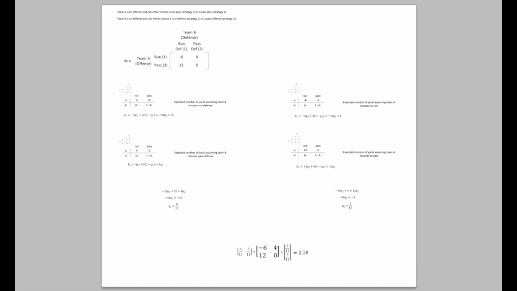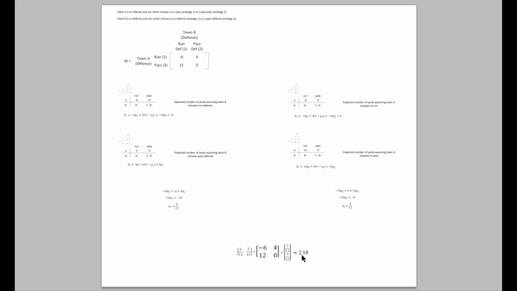These problems seem long, but once you get the pattern, they're really not too bad. So what we'll do is we'll use two expected values to find a probability. We'll use two more expected values to find another probability. And then we'll multiply those probabilities times the payoff matrix, and we'll get our answer, the value of the game.